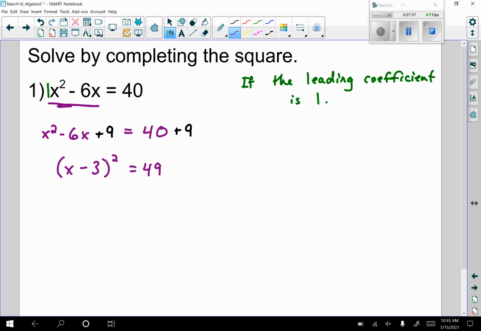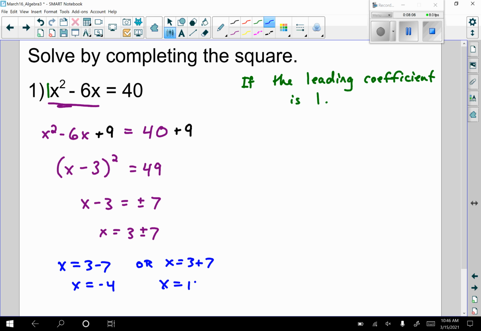Now we could use inverse operations. So I want to take the square root of each side. So I'm going to get x minus 3. But when I take the square root of 49, I need plus or minus, and that's going to give me 7. Now to solve for x, I get x is equal to 3 plus or minus 7. Well, this is essentially giving me two values, so I split the equations now. x is going to equal 3 minus 7, or x is going to equal 3 plus 7. So over here, x is going to equal negative 4, or x is going to equal 10. And there are my solutions.